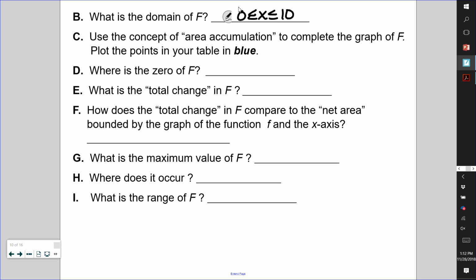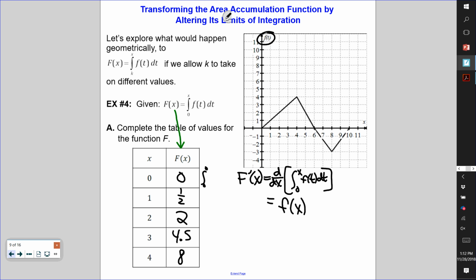Okay, now it says use the idea of area accumulation to complete the graph of F, and we're going to plot all the values. Okay, so get blue. If you don't have blue in your container, get something closest to blue. You're going to do green for the other one. I would not use something I could not erase, but it's up to you. Even colored pencil doesn't erase great, but it does erase a little bit. All right, so get a blue, and you'll need a green for the other graph in a minute.